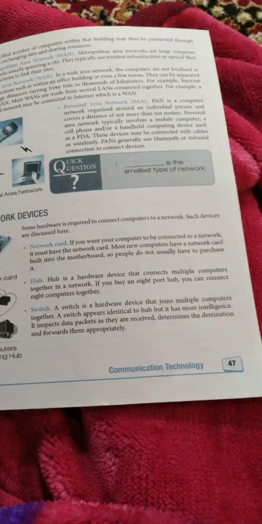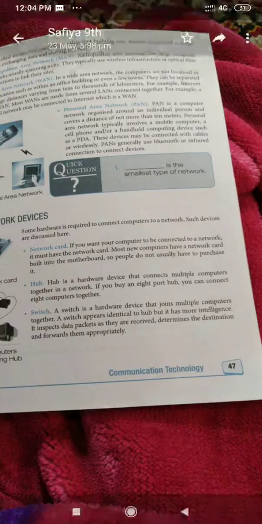Then there is a switch. It is a hardware device that joins multiple computers together. A switch appears identical to the hub, but it has more intelligence. It inspects data packets, determines the receiver's destination, and forwards them appropriately. Now, what is the difference between hub and switch? The switch is more intelligent. It decides which packets are meant for which computer. For example, there are many computers in a network, and this device decides which packets of data are meant for which computer.